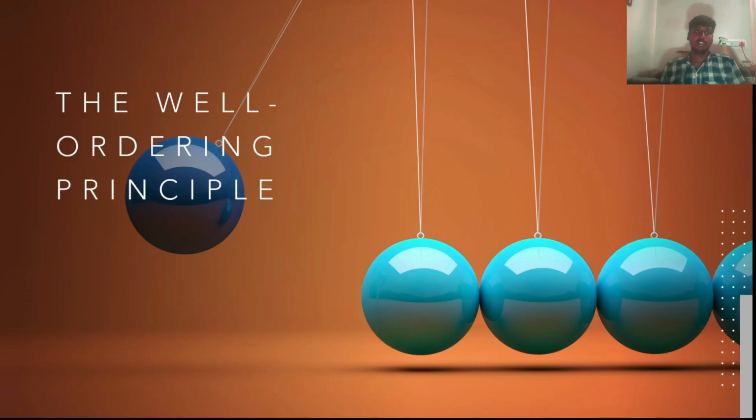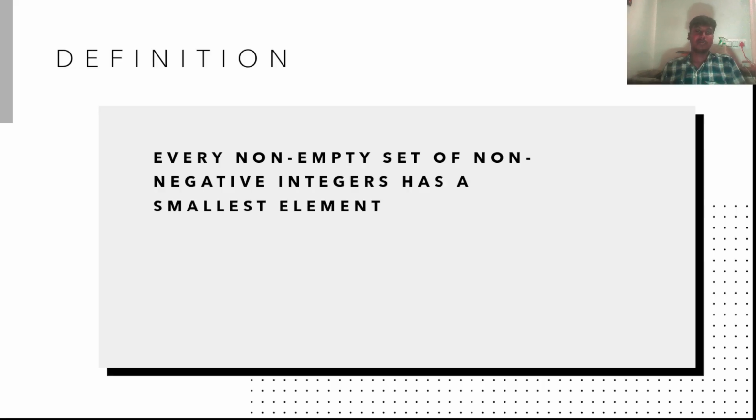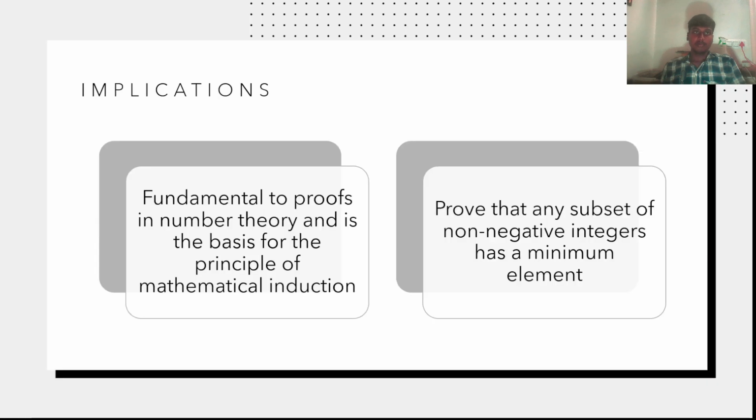The well ordering principle. Definition: every non-empty set of non-negative integers has the smallest element. Implications: fundamental to proofs in number theory and is the basis for the principle of mathematical induction. Prove that any subset of non-negative integers has a minimum element.